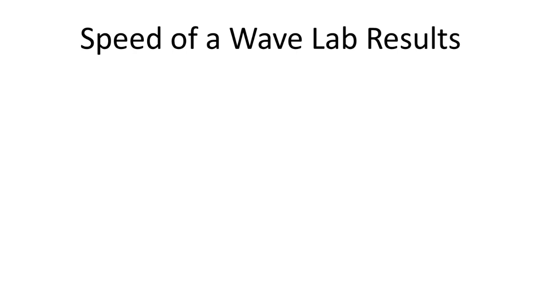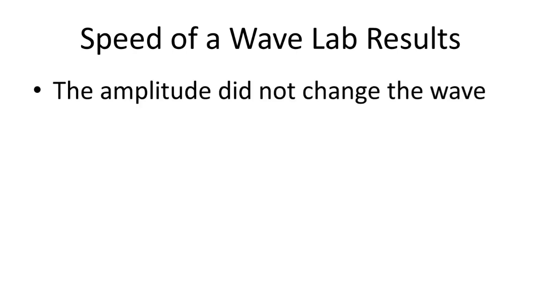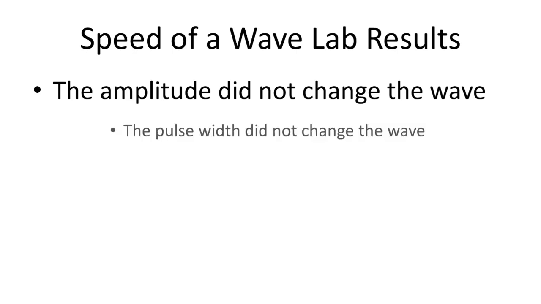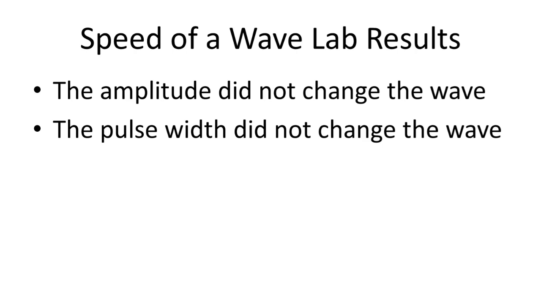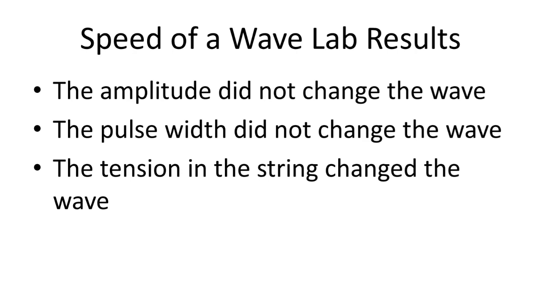Next, let's talk about some of the labs that we've done in the last couple of days. In our first lab, we looked at the speed of a wave using method 1 to calculate the speed. We noticed that the amplitude did not change the wave. The amplitude represents how much energy is in the wave, which does not represent the speed of the wave. The pulse width did not change the wave at all. It didn't speed it up, it didn't slow it down. The only variable that altered the speed of the wave was the tension in the string. We noticed this as we calculated the velocities. It increased as we went from low, medium to high tension. And we visibly saw it move a lot faster through the string.